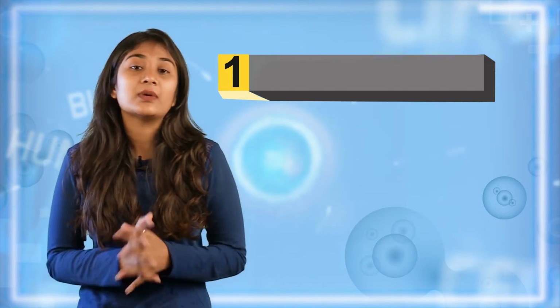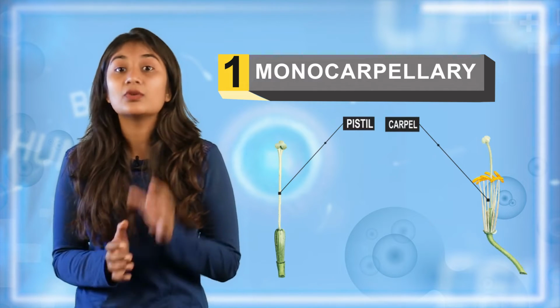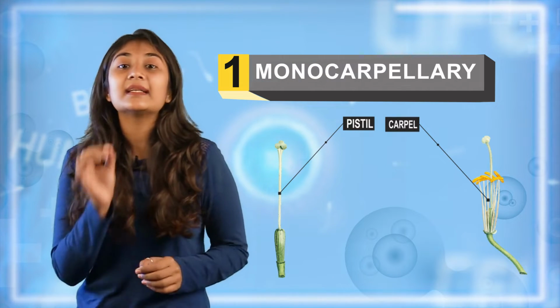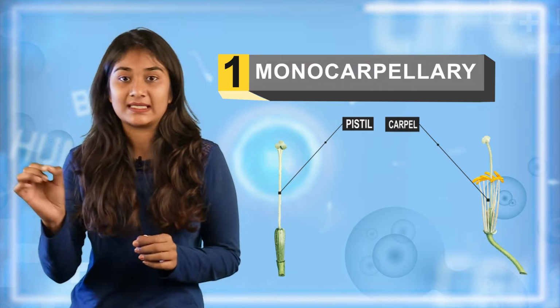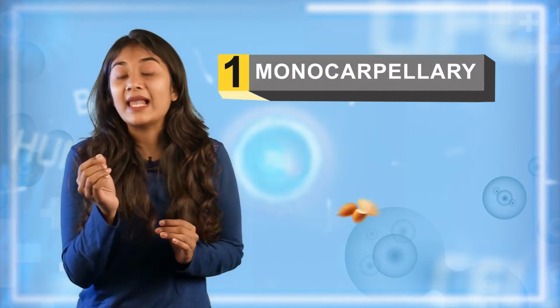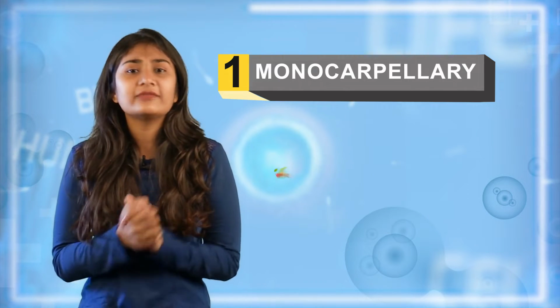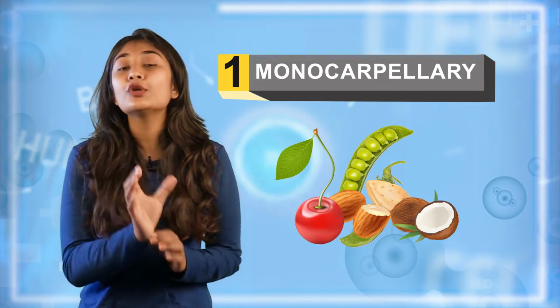Your first one is your monocarpellary flower. It has one pistil. So the word mono itself tells us that it has one carpel or a pistil. For example, you can find it in your plants of almond, cherry, pea, coconut. All of these are examples for your monocarpellary.